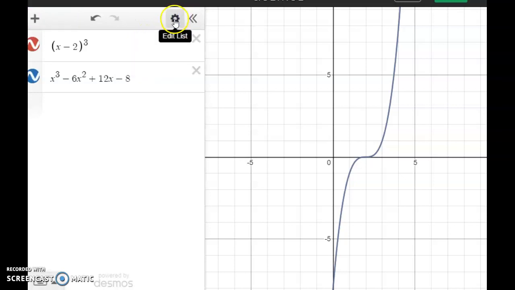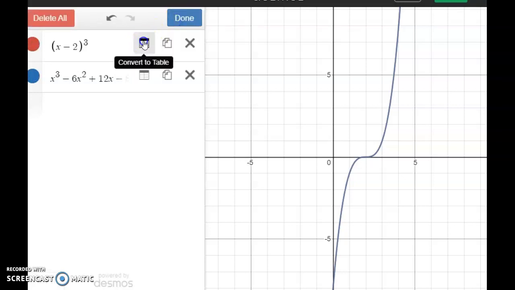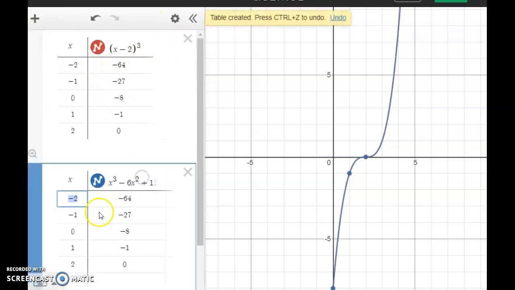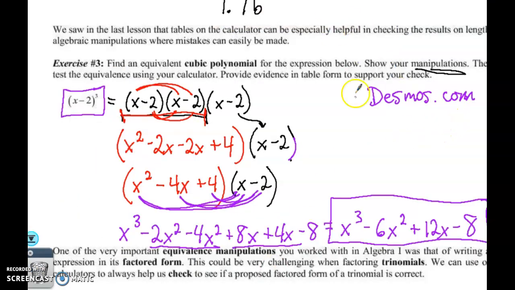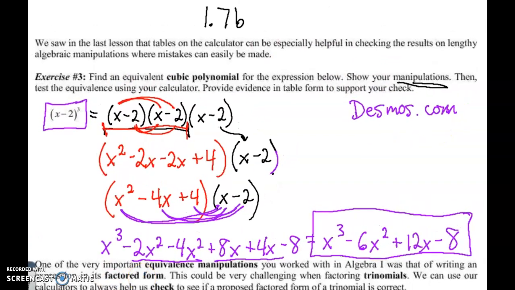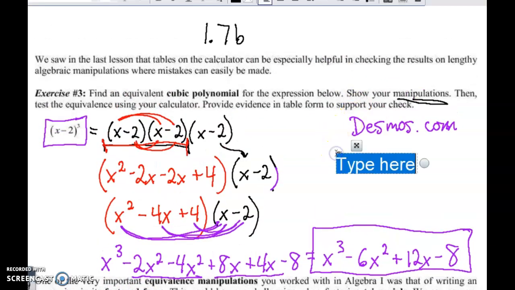One more thing you can do is you can look at the table. Just as a reminder, it's this little wheel. Click it, grab the table. So these are all of the y values when x is -2, -1, 0. And then you can do the same thing with the other one. And if the tables match up perfectly, then they're equivalent, and we did this correctly. Yay! The crowd goes wild. Ooh, cheer, cheer, cheer. We did it.